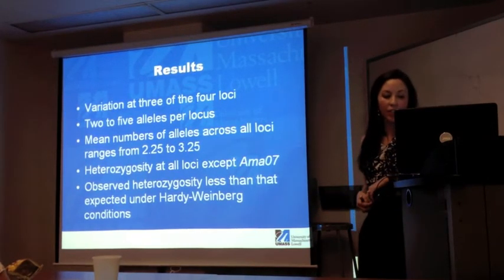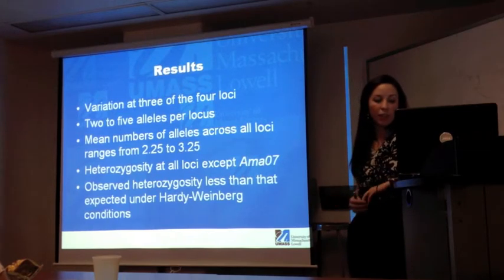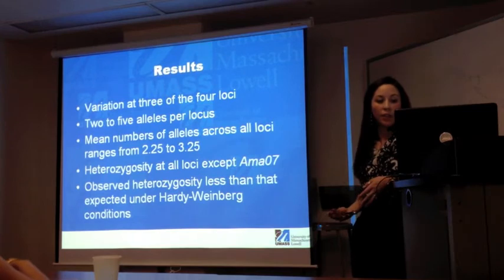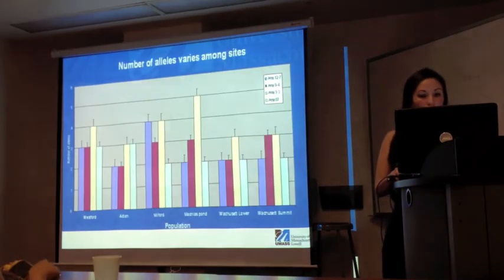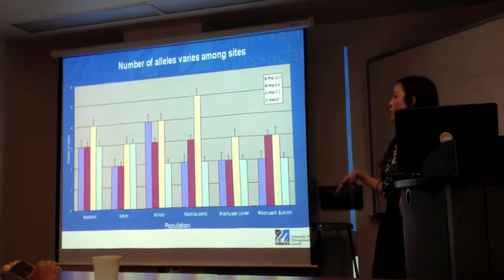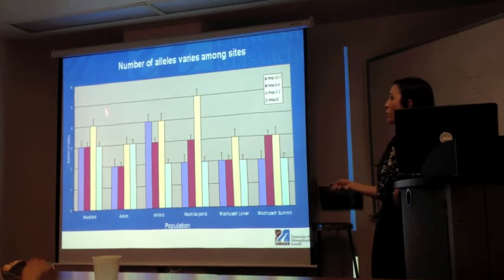Not that much variation, but that can tell a story in and of itself. We found 2 to 5 alleles per locus. Let me show you what that looks like. Each color is 1 microsatellite locus, and the height of the bars is just the number of alleles. It goes from 0 to 6.